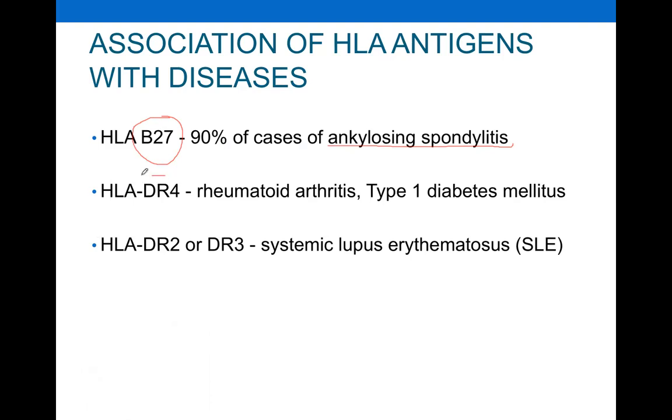HLA DR4 is associated with rheumatoid arthritis and type 1 diabetes mellitus. Your HLA DR2 or DR3 is associated with systemic lupus erythematosus, which is the most common type of lupus. It's an autoimmune disease in which the immune system attacks its own tissues, as the name implies, autoimmune, causing widespread inflammation and tissue damage in affected organs, usually the joints, skin, brain, lungs, kidneys, and blood vessels.